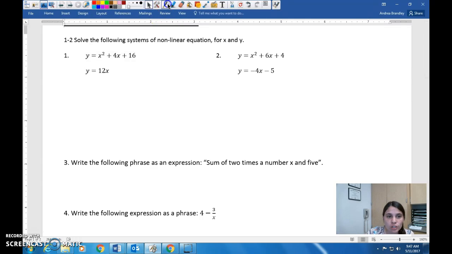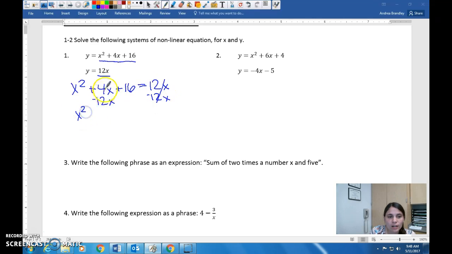So the first couple questions are asking us to solve systems of equations for x and y. So the key thing when I'm given a problem like this is to notice that y is equal to this and y is equal to this. So if they're both equal to y, each of these expressions has to be equal to each other. So I can set x squared plus 4x plus 16 equal to 12x. And then I'm going to go ahead and get everything on the same side of the equal sign so that I can factor to solve for x.